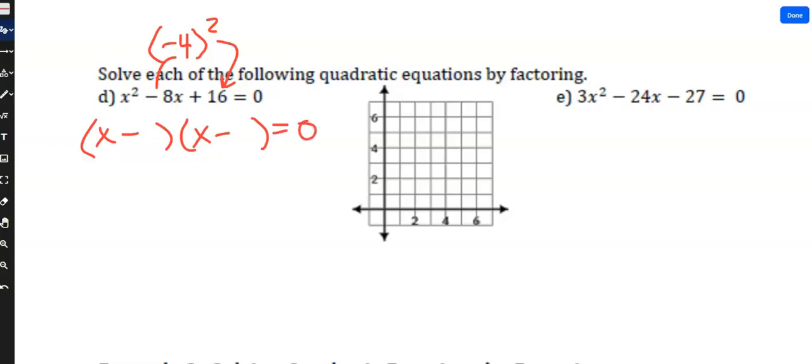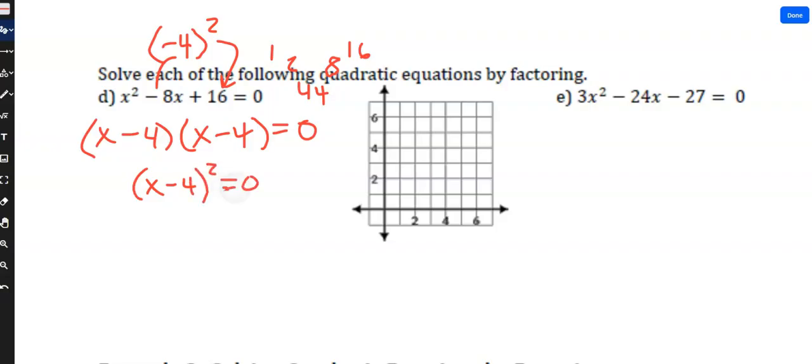And what factors of 16 do we have here? We got 1 and 16. We got 2 and 8. We got 4 and 4. And it's going to be 4 and 4. That's the only thing that adds up to -8 in there in the middle. And so that's x minus 4 squared equals 0.